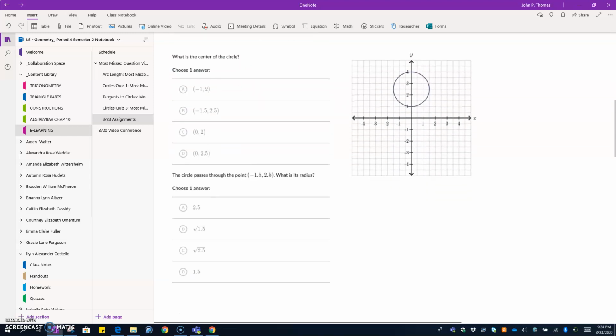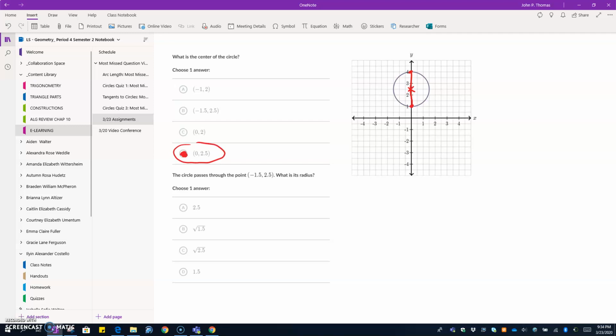So if I jump to the next most missed problem, this is a two-parter. This one says, what is the center of the circle? So I'm going to look for a clear diameter on this circle. And it looks like we have it right there. And I'm going to look for the middle of that diameter. So it looks like I'm up 2.5. X value is 0 because I don't move right or left at all. Up 2.5, that would leave me with a correct answer of D.